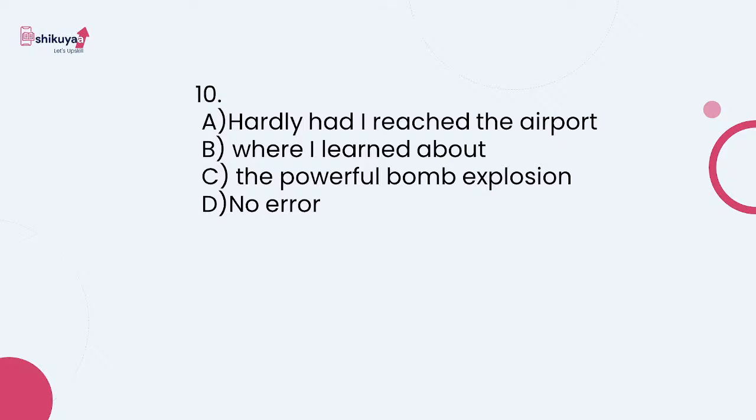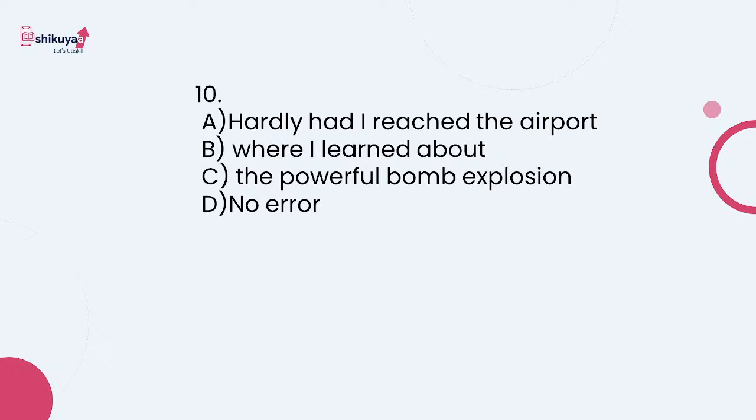So let me read first the complete sentence. Hardly had I reached the airport where I learnt about the powerful bomb explosion. Okay, now in yesterday's session we studied about place, manner, time. So that thing is very important here. If you read this sentence carefully, then you can get a signal from these things. Now if you see the sentence, part A, hardly had I reached the airport. So there is no grammatical mistake, vocabulary mistake, it's absolutely correct.